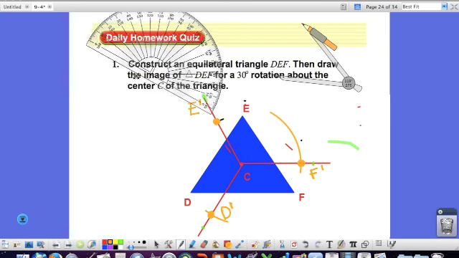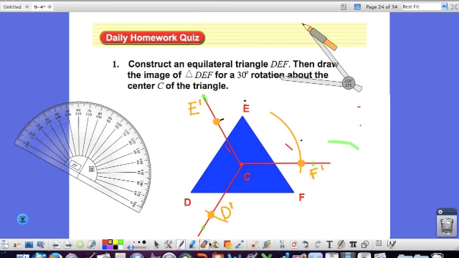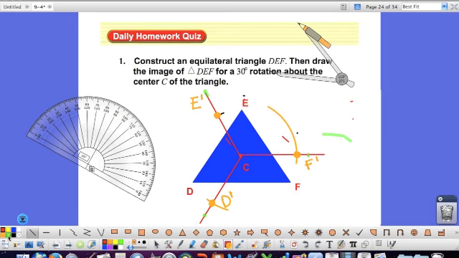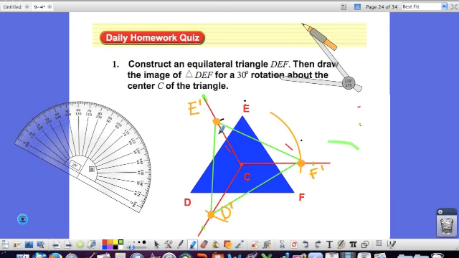Now I'm going to take my straight line tool. You would actually just use the straight edge of a compass. I'm going to change this to, let's make this green, and I'm going to draw from E prime to D prime, D prime to F prime, and F prime back to E prime. And this space, green, in here would be my new triangle that I have rotated 30 degrees around the center C.